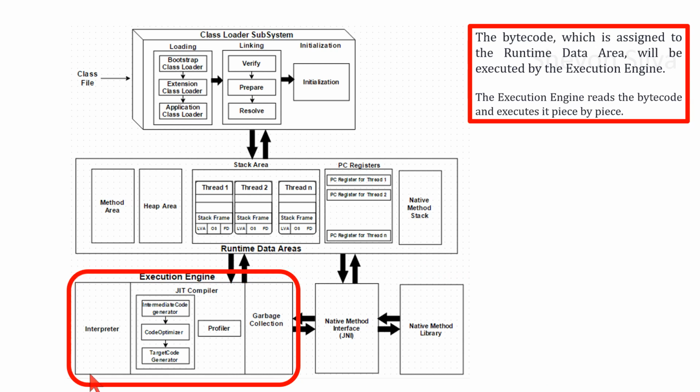Now we are focusing on the execution engine. It accesses runtime data areas and can also access the native method interface. The bytecode which is assigned to the runtime data area will be executed by the execution engine. The execution engine reads the bytecode and executes it piece by piece.